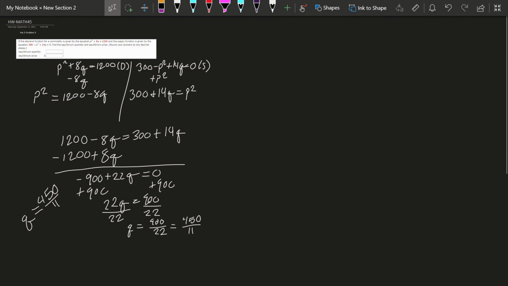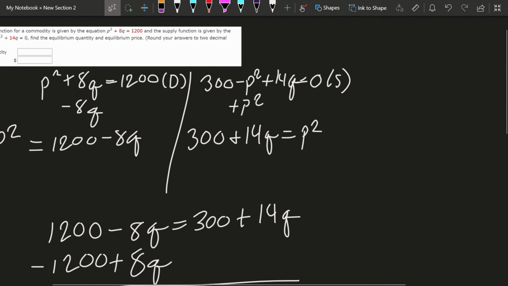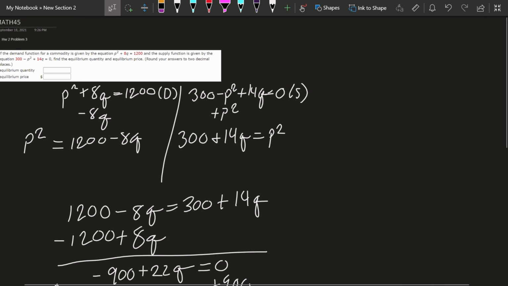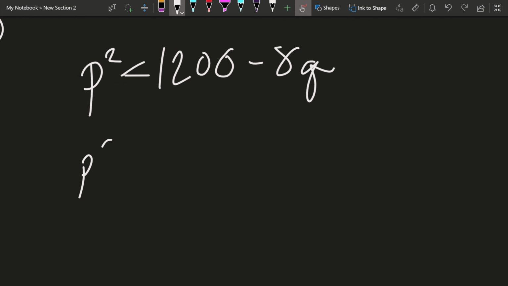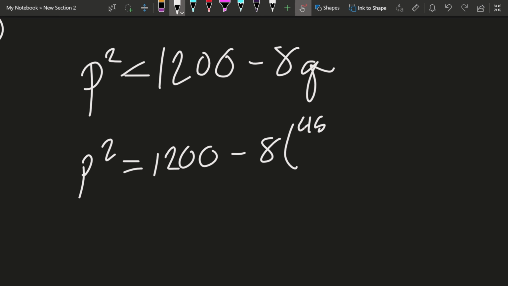Alrighty, so now that we've solved for the equilibrium quantity, we have to solve for the equilibrium price. To do that, we're going to input our Q value into our first equation, which is p squared equals 1,200 minus 8q. So we'll write it right over here. P squared equals 1,200 minus 8 multiplied by 450 over 11.